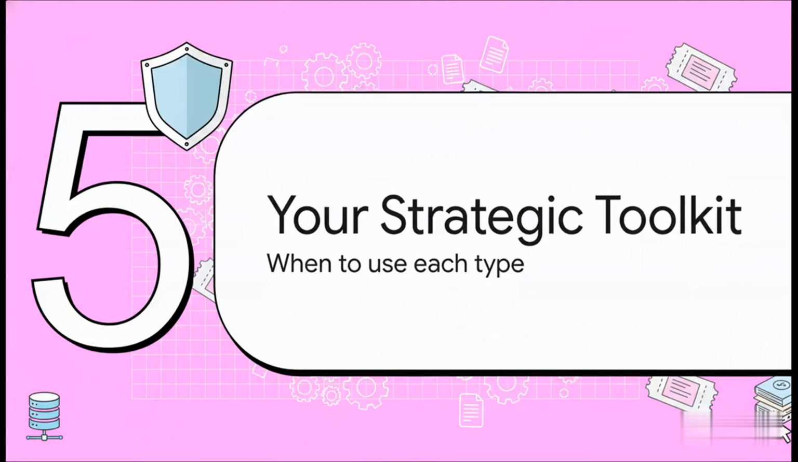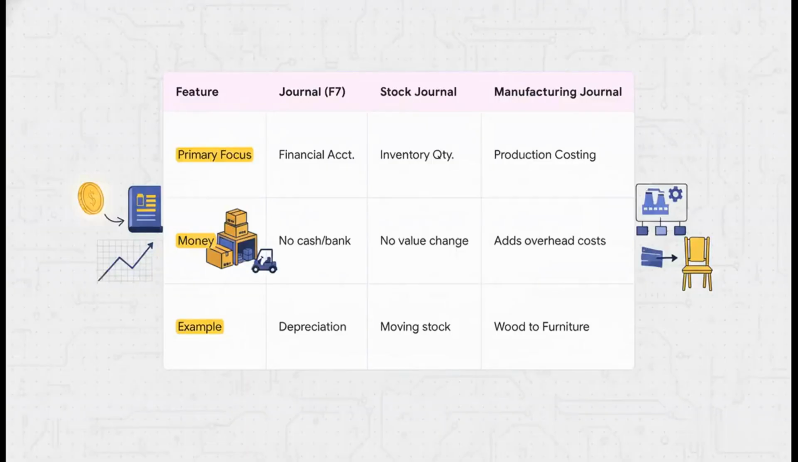All right, let's zoom back out for a second. We've gone through a lot of detail, so let's pull it all together into a simple, strategic toolkit that tells you exactly when to use each of these powerful adjustment vouchers. This table right here, this is your ultimate cheat sheet. It's this simple. If it's a pure financial adjustment with no cash involved, you use a journal voucher. If you're just physically moving your stock around, it's a stock journal. And if you're actually making something, turning raw materials into a finished product and you need to know the cost, the manufacturing journal is the tool for the job.